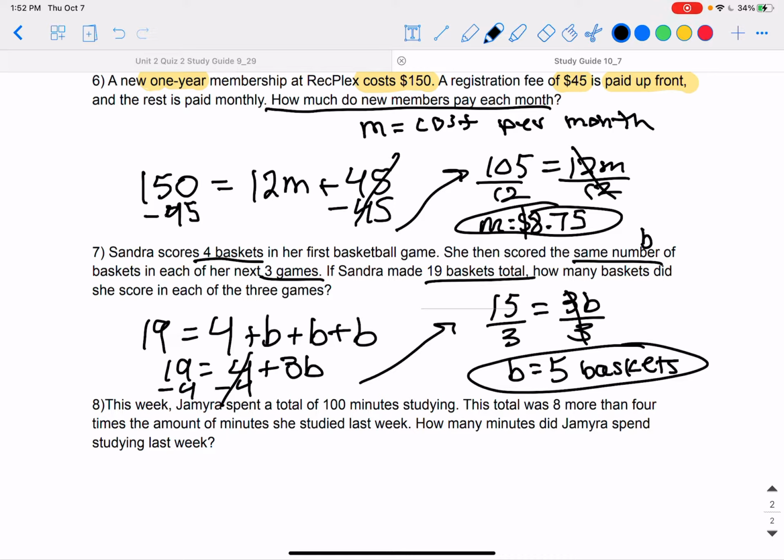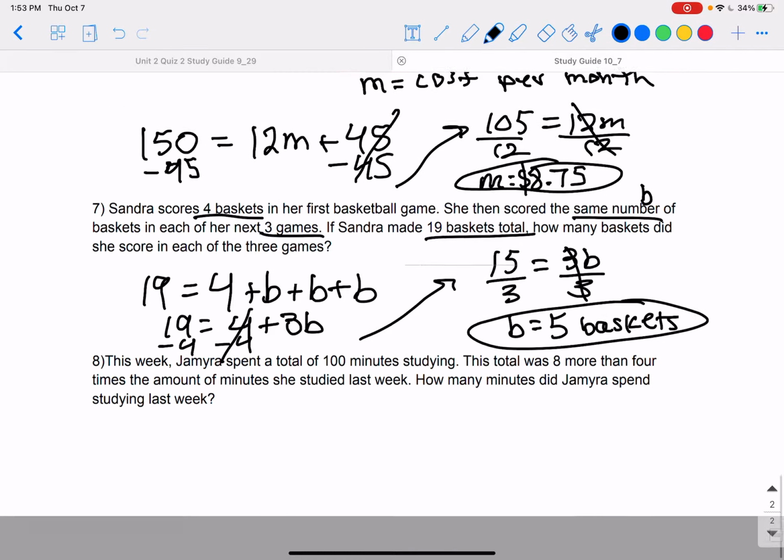But again, if you want to demonstrate that you really understand this and maybe get some extra points on the quiz, then you would write Sandra made 5 baskets in each of her 3 games. Yeah, so that is it in sentence form, and that lets me know that you really understand what it means in the context of the problem.